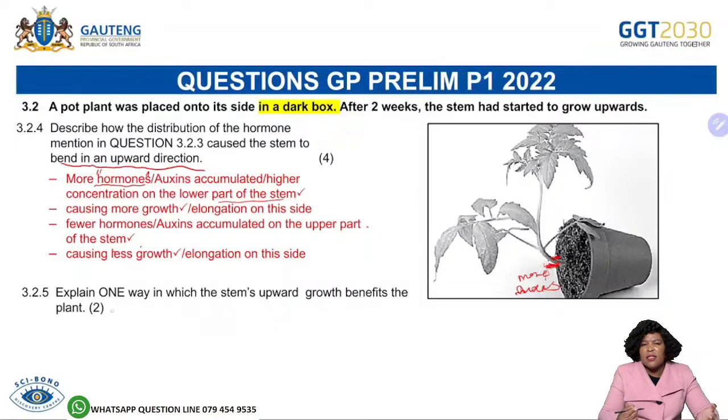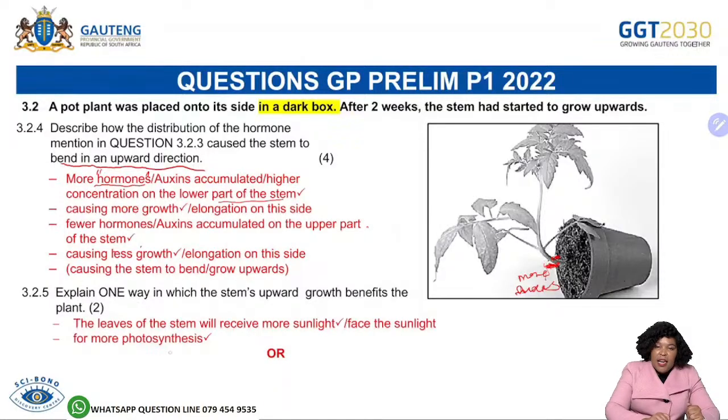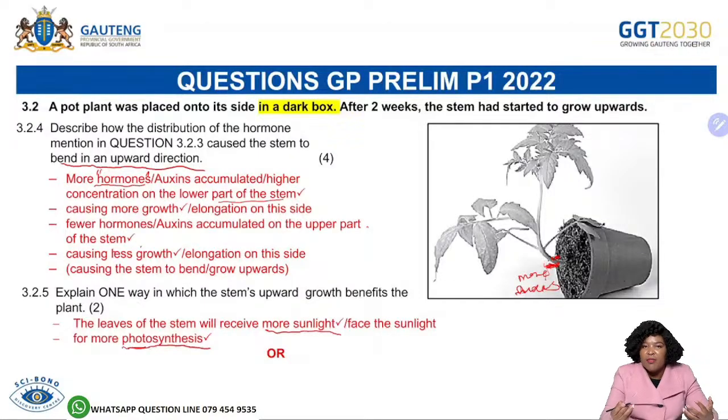Right. Explain one way in which the stem's upward growth benefits the plant. So if the plant is now growing upwards, remember the plant's needs. What does a plant need? If it is placed on its side, it is going to strive to look for something that it needs. So how is it going to be beneficial for that stem to bend or grow upwards? Right, the first benefit would be that the leaves of the stem are going to receive more sunlight, or face the light more, for photosynthesis. You know, plants manufacture their own food using sunlight through this process. So sunlight is quite beneficial for the plants.